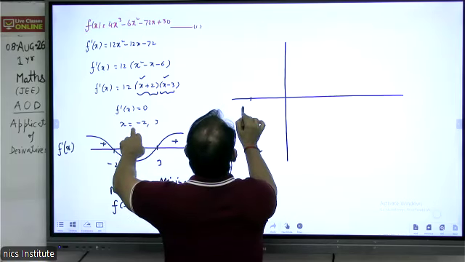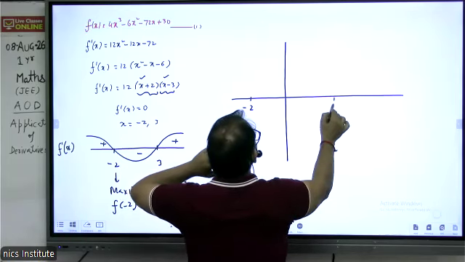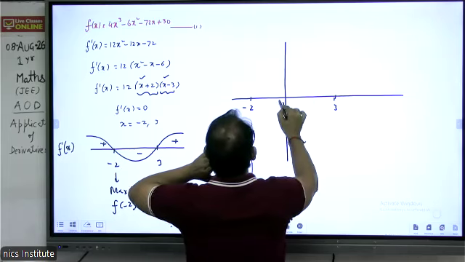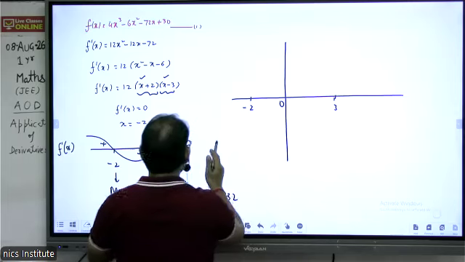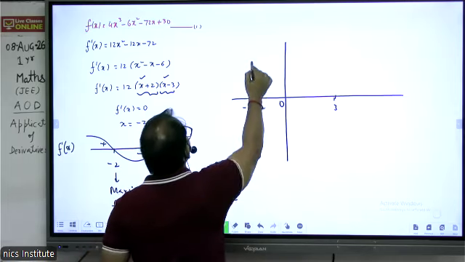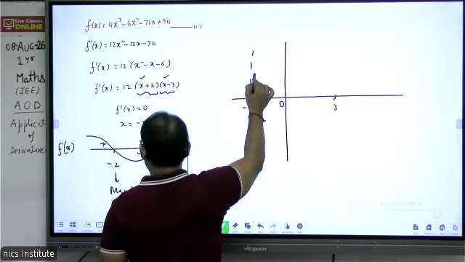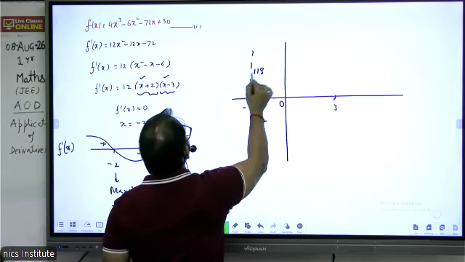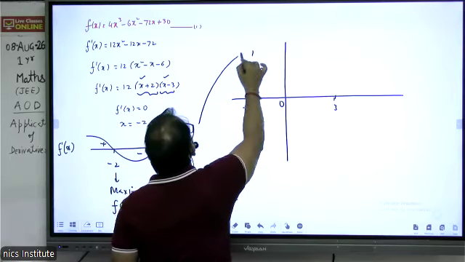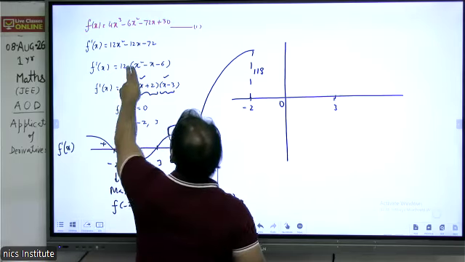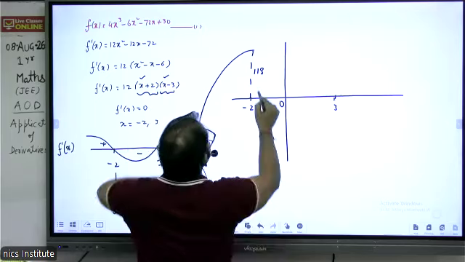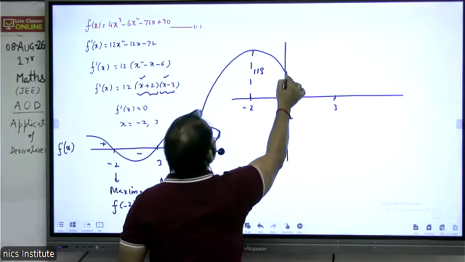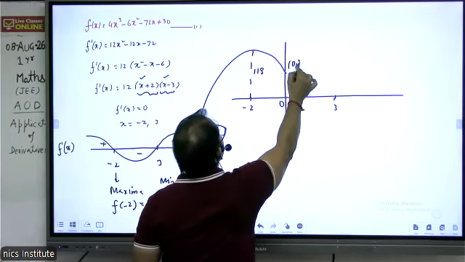-2 is somewhere here. 3 is somewhere here. This is the origin. -2 is the point of local maxima. Before -2, the function has to go up. And f of -2 is 118. So the graph will go like this. At 0, the value is 30. So the graph will go like this. This point is (0, 30).